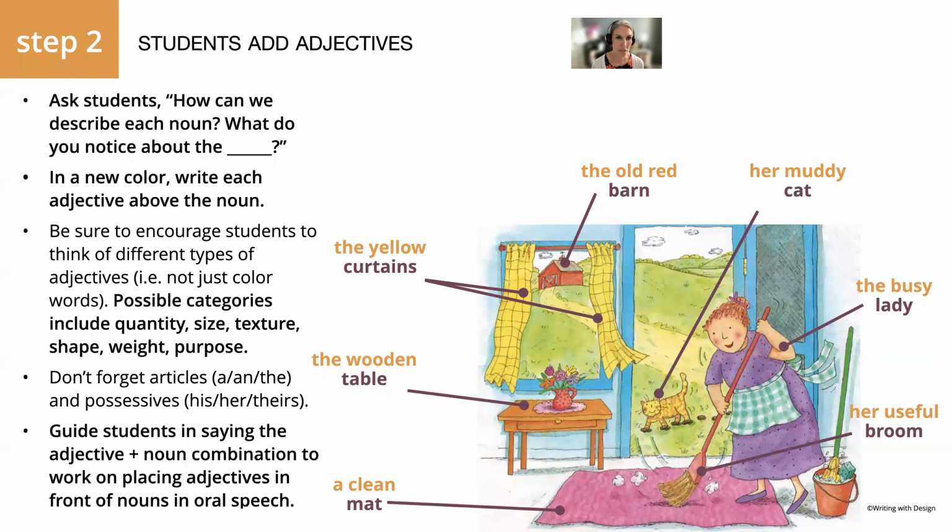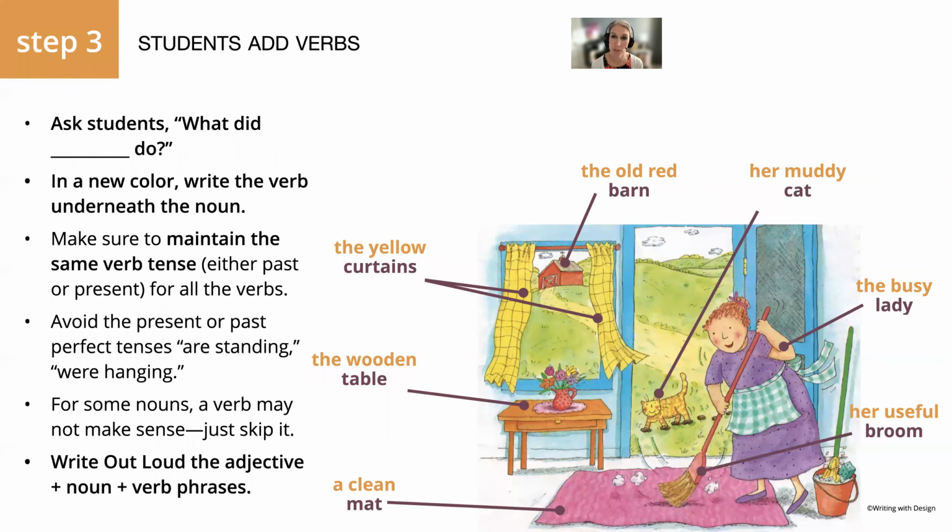So we finished our step 2. We have all of our adjectives in front of our nouns and we've practiced reading them. So that's the end of day 2. So now we're going to move on to our verbs. And what we do to get our verbs, this would be our Wednesday, if we're going one step by day or each day, if we're going to ask, what did blank do? What did the old red barn do? What did the muddy cat do?